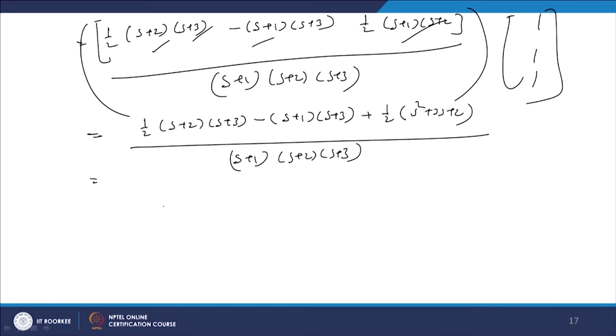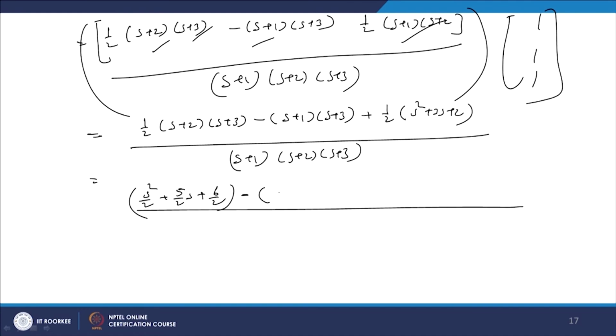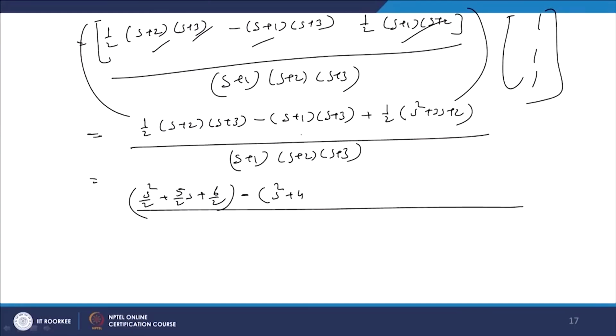Now if you solve it, what will I get? s plus 2 plus s plus 3, so we will get s square plus 5s plus 6. Divide by 2, so what will we get? s square by 2 plus 5 by 2 s plus 6 by 2, minus, here we will get s plus 1 by s plus 3, that is s square plus 4s plus 3, plus s square by 2, then 3 by 2 s plus 1, and divide by s plus 1, s plus 2, s plus 3.